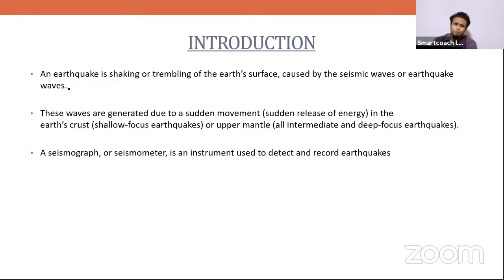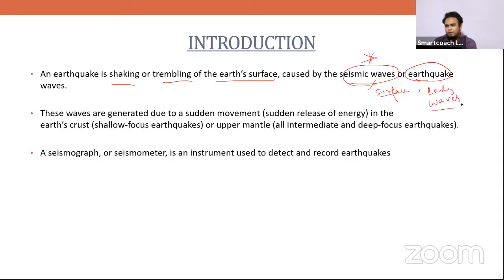So what is the first point? An earthquake is shaking or trembling of the earth's surface, which is caused by your seismic waves or earthquake waves. Now these seismic waves are of different types. There are your surface waves. Then there are your body waves. Now, what are these surface waves and body waves? We will talk about this in tomorrow's class because this is a very extensive topic.